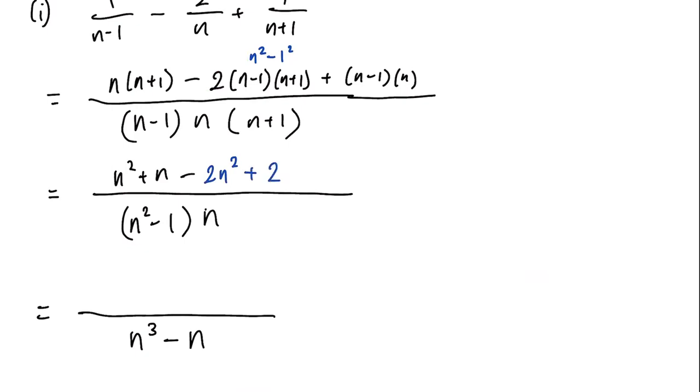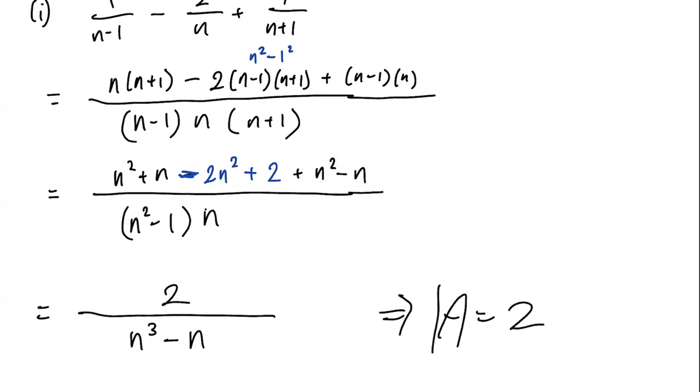And then positive 2. Okay, then after that, this one n times n minus 1 times n. You get plus n squared minus n. Okay, anything to cancel off? N minus n cancels off. Okay, good. So n squared minus 2n squared plus n squared also cancels off. So you're left with a single 2. So therefore your answer A is equal to 2. Okay, that's for part 1.